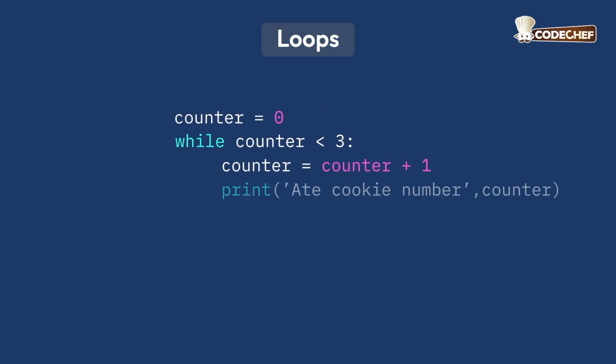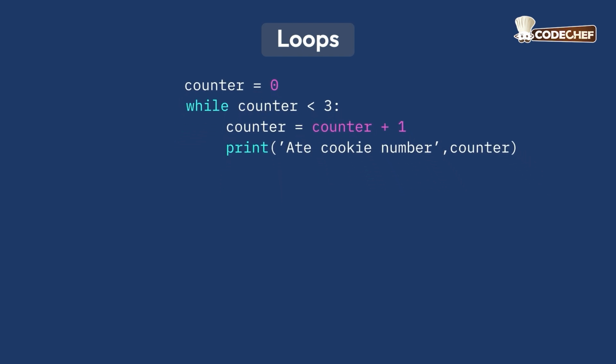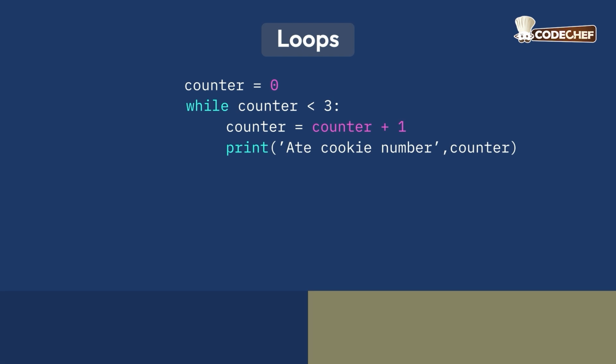So let's just print this counter inside the loop to see how it changes at each iteration. So we eat a cookie, we print it, we increment the count. Let's dry run this code.